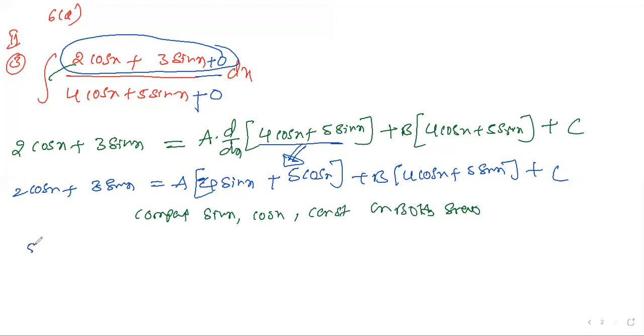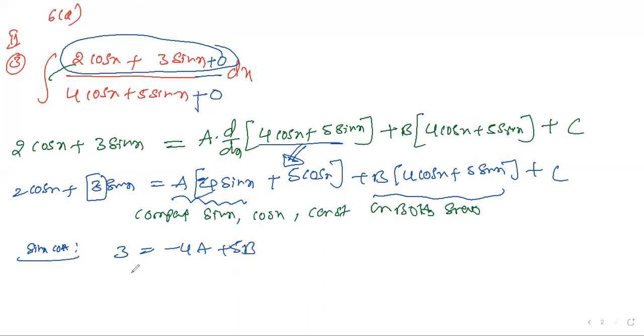Next, I'll take first the sin x coefficients. What are the sin x coefficients? Left side 3. 3 is equal to, here we have a sin x, right? Minus 4a. This is a sin term we may expect. Here we may expect 5b, so 4a plus 5b. Next, compare the cos x coefficients. Cos x coefficient means left side is 2, the right side is a into 5, 5a, plus cos x means 4b. This is the equation. Next, compare constants.